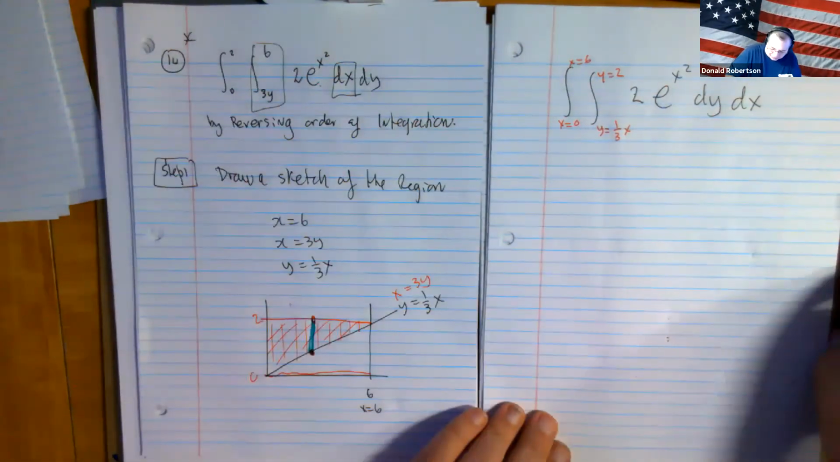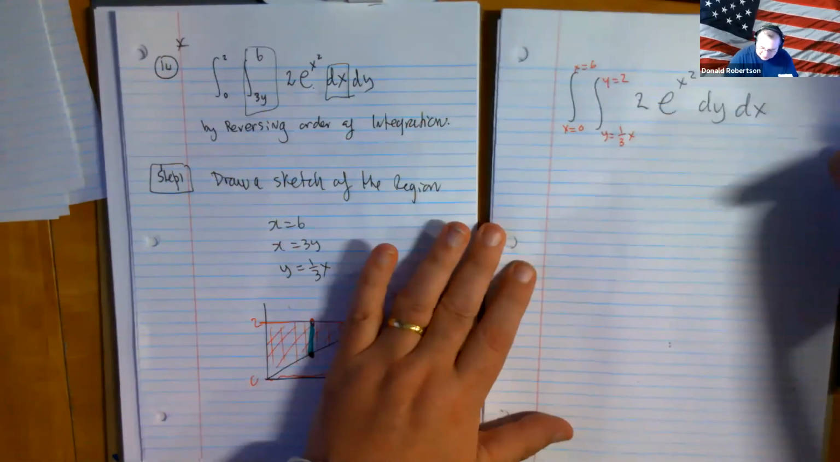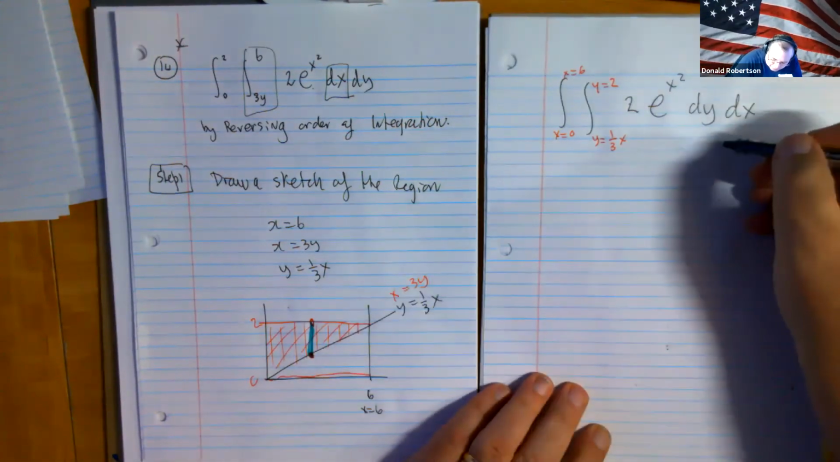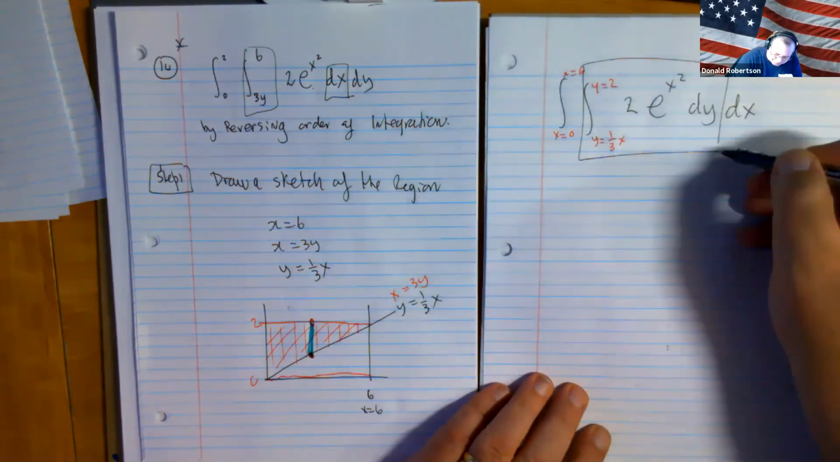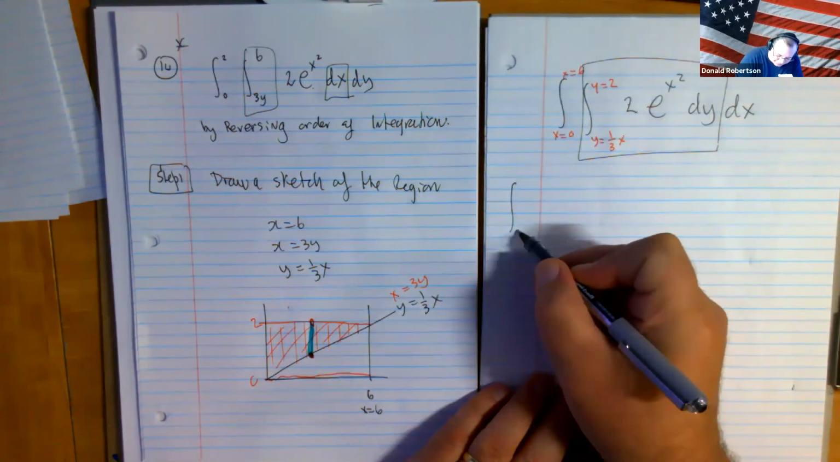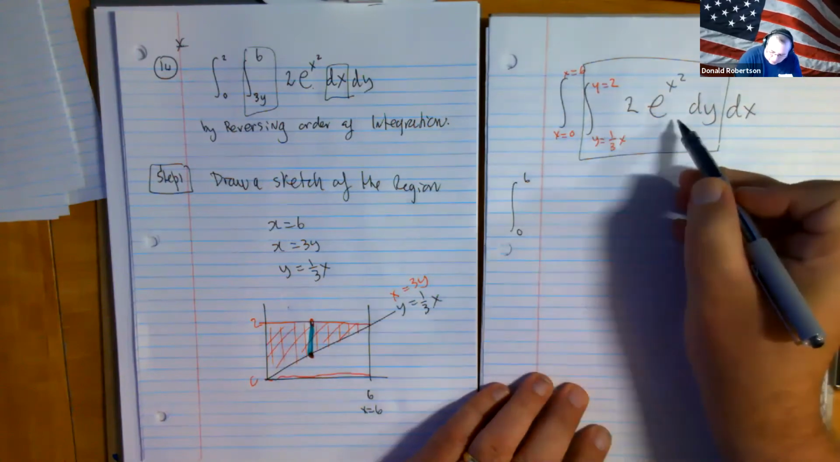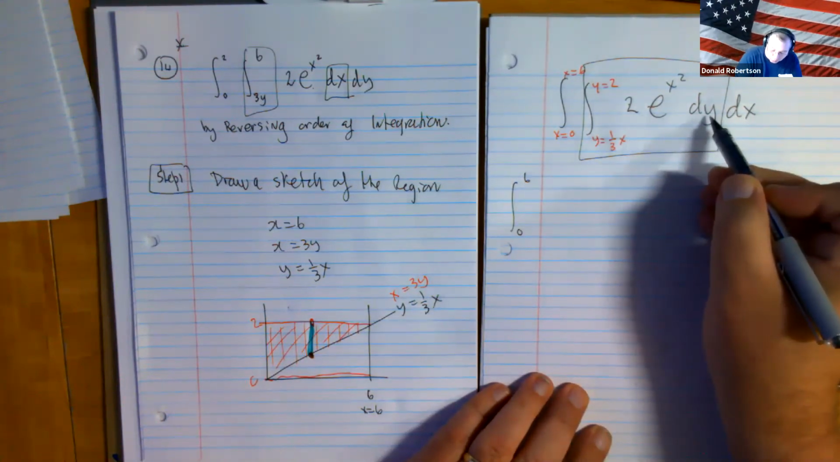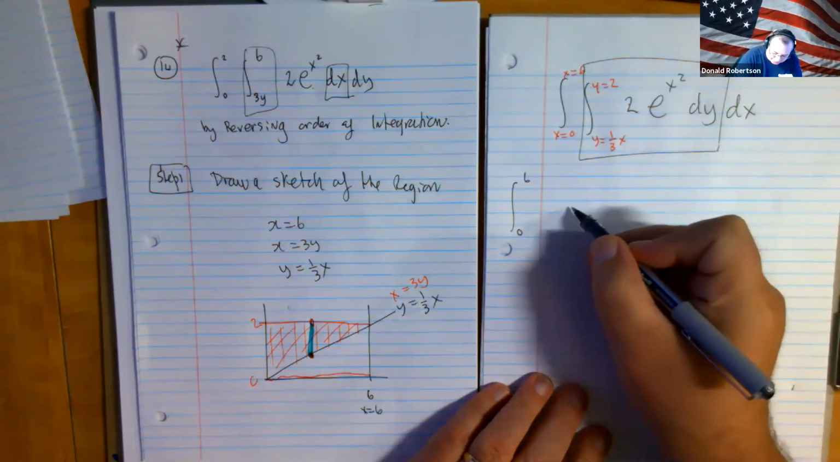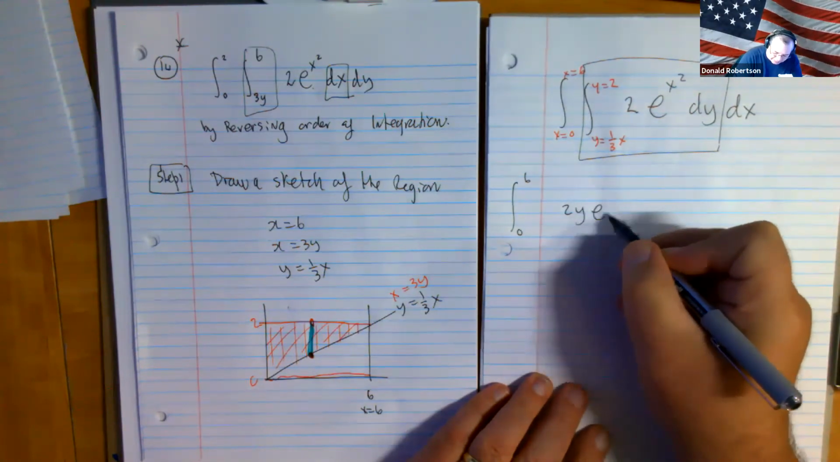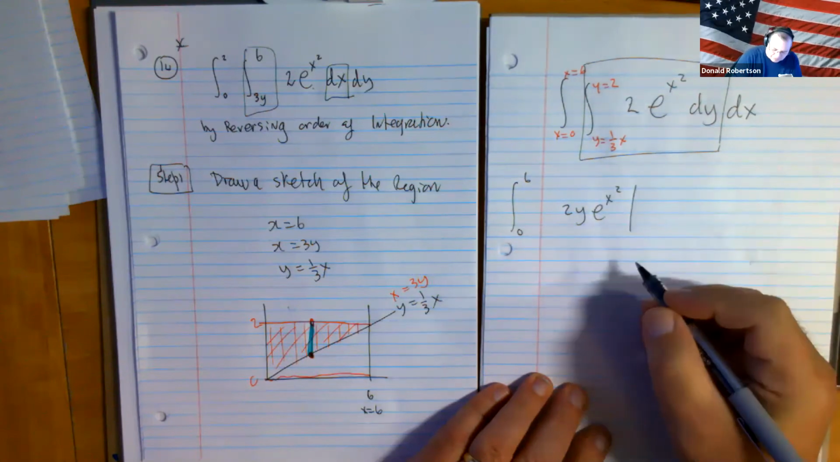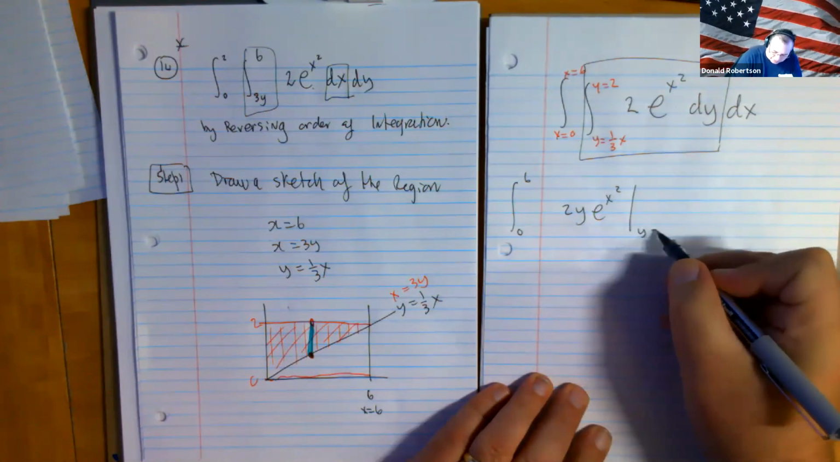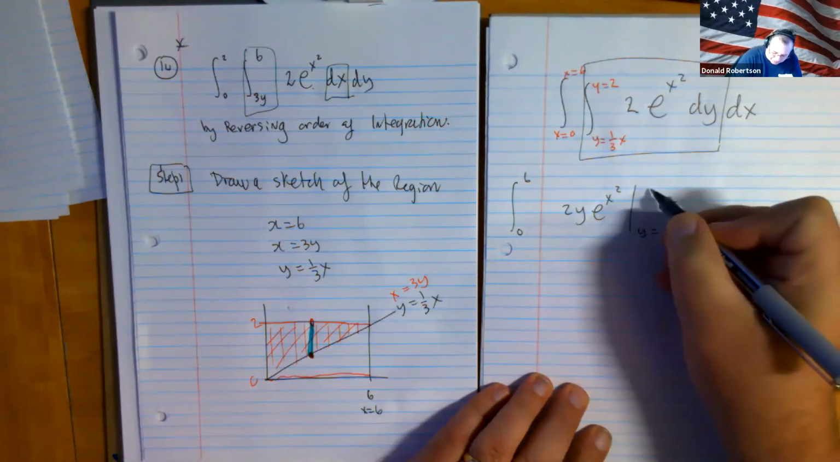Now, if you switch the order on this, let's take it a little bit further. So I'll focus on this guy. It's going to be the integral from 0 to 6. Well, if you do an integration of this with respect to y, don't you just get 2y e to the x squared, evaluated at y is 1/3 x to y equals 2.